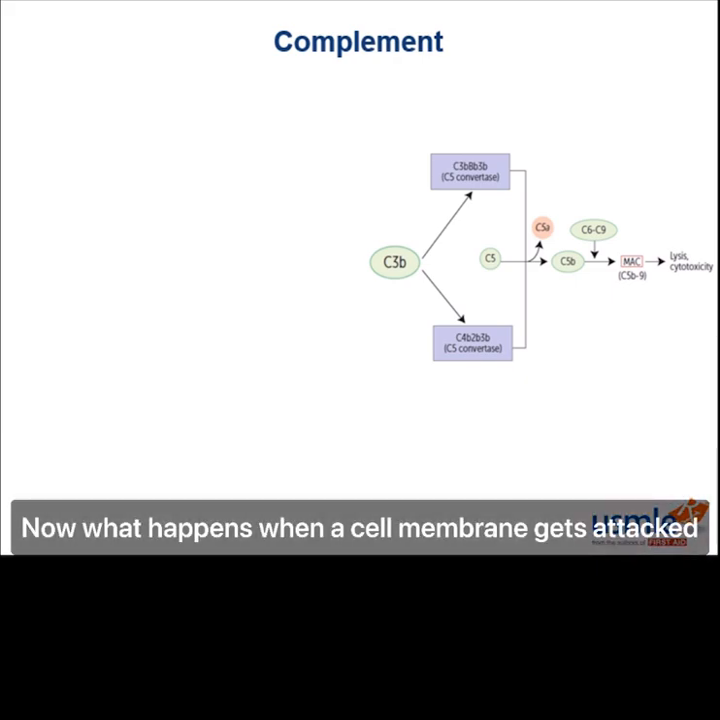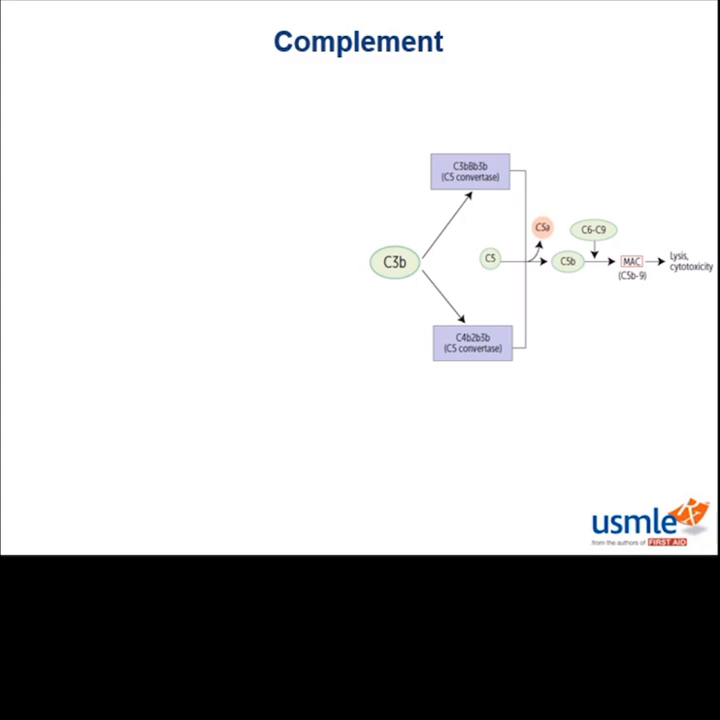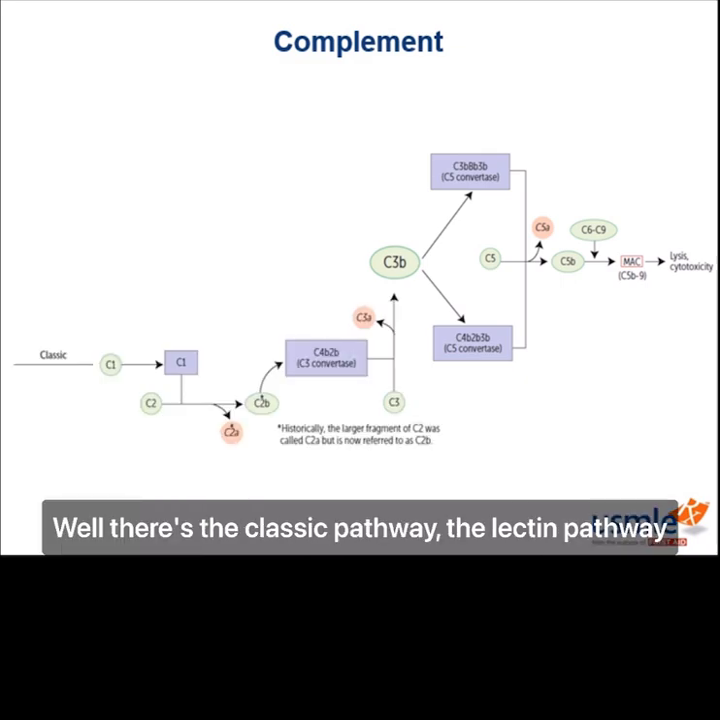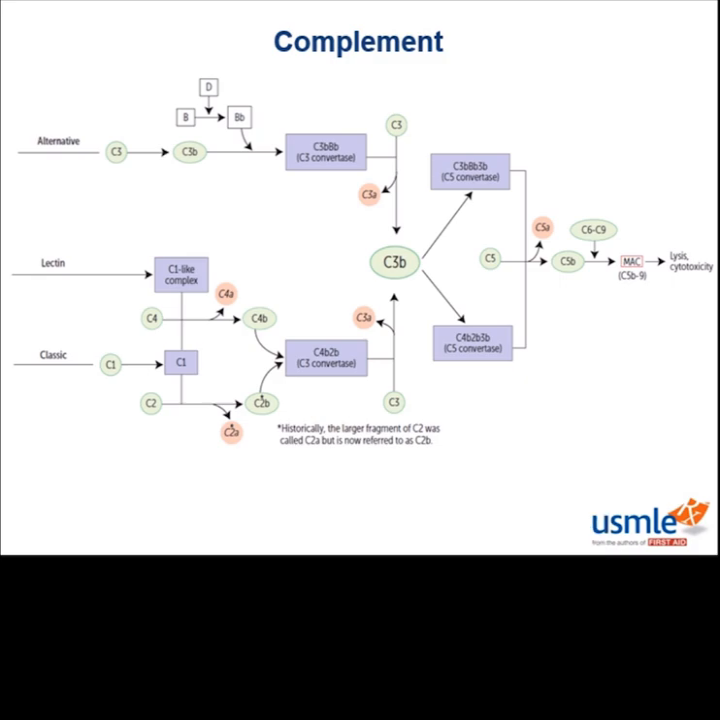And what happens when a cell membrane gets attacked or damaged? The cell can lyse. So like I said before, everyone wants C3b's attention. Who's everyone? Well, there's the classic pathway, the lectin pathway, and the alternative pathway. And as you can see, they all lead to C3b.